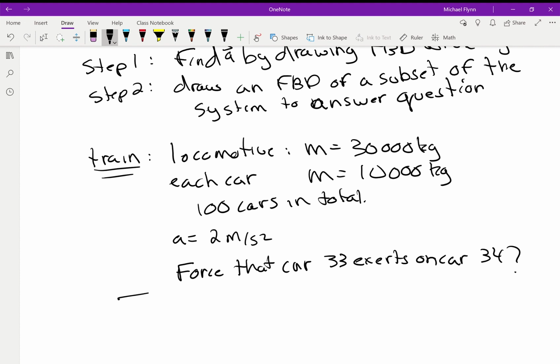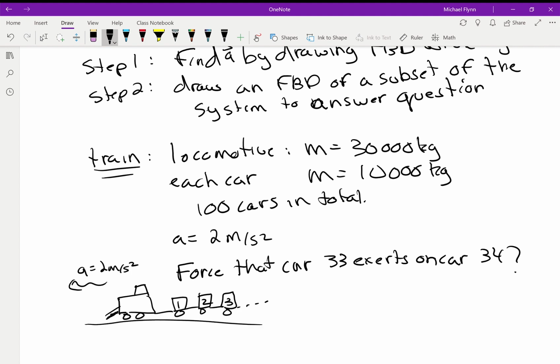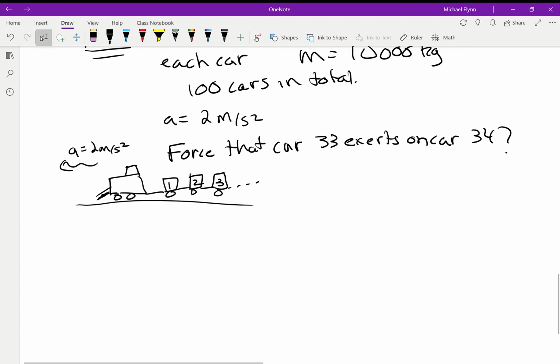So let's say you have your locomotive here at the front. I'm sorry, I'm not good at drawing trains, or anything really. This is my little weird looking train. Then you have car 1, car 2, car 3. I'm not going to draw 100 cars. This whole thing is accelerating at 2 meters per second squared, and there's no friction. It's a rolling system, so usually with wheels you mitigate the friction. Anyway, there's your train. I'm sorry it's a terrible diagram, but that's my style.